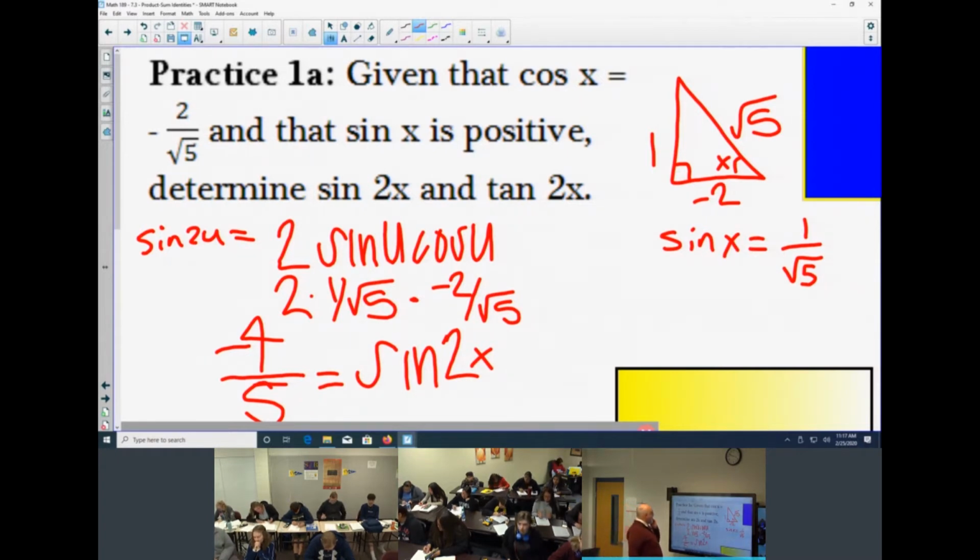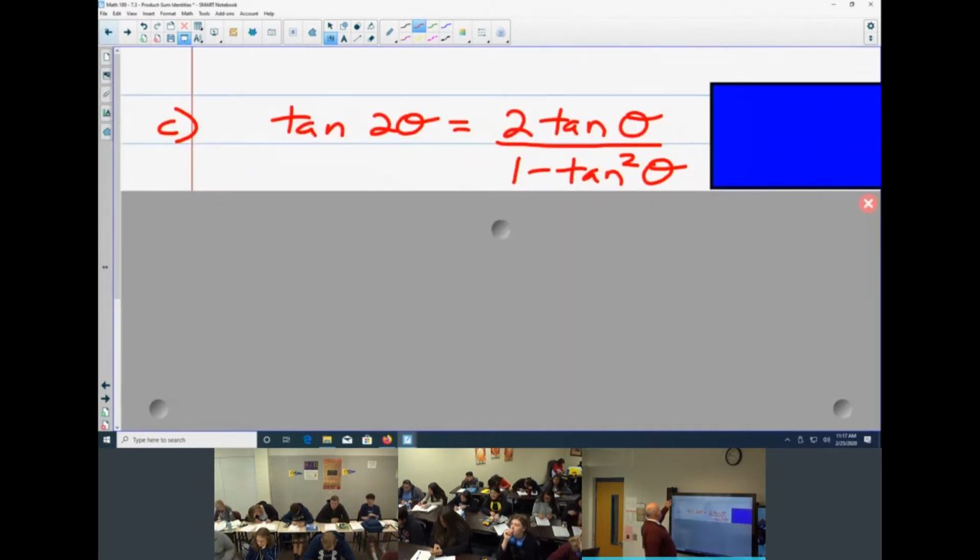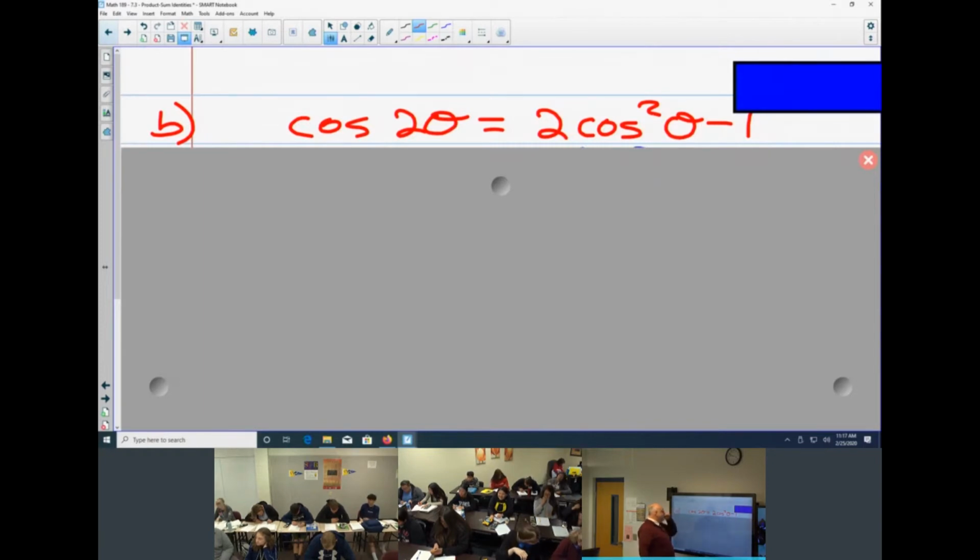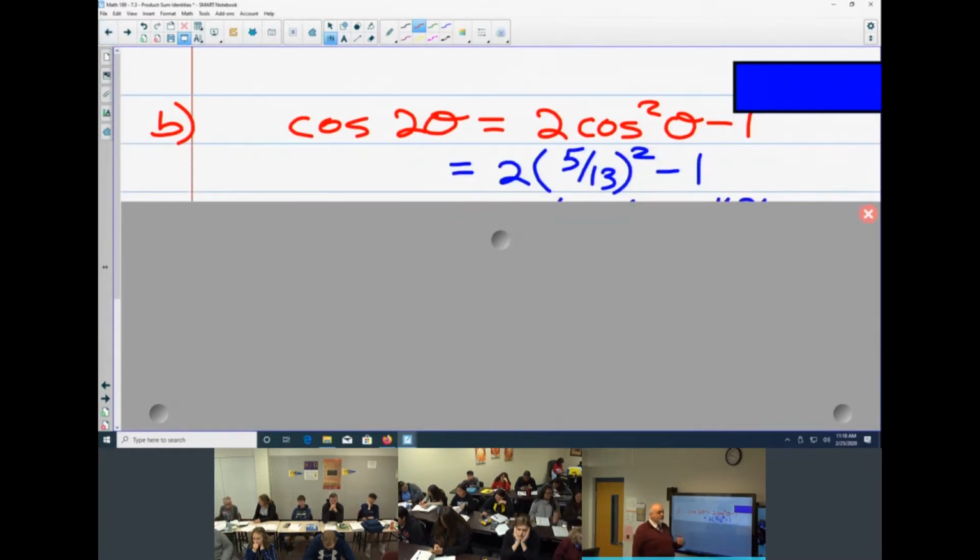Okay? So the next thing we're going to do, I'm going back to the example. This is not your sheet, so just watch this. Now I'm going to find the cosine of 2x or 2 theta. I can pick any one of the formulas that I know. Since I know the cosine was 5/13 in my problem, I'm going to plug in here. So it's 2 times cosine squared minus 1.